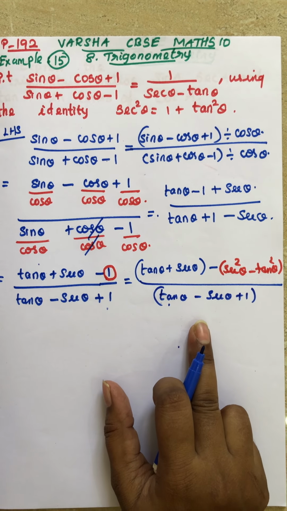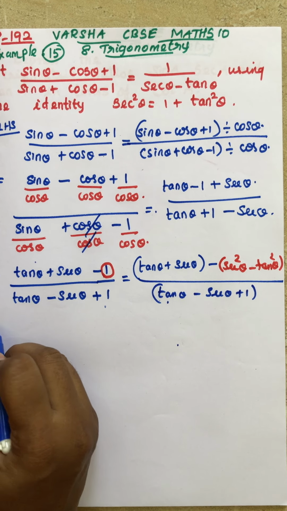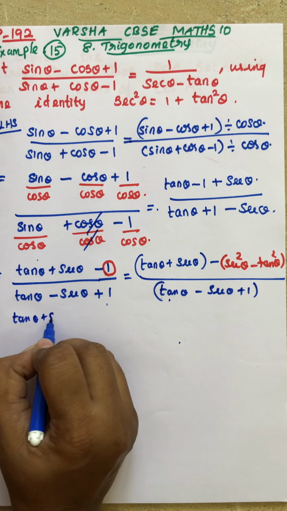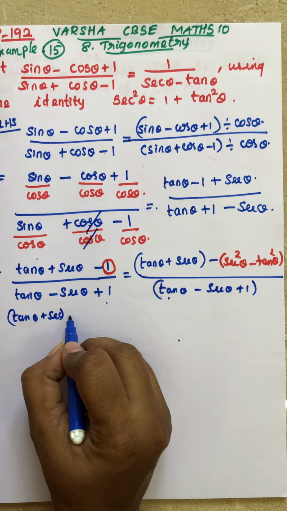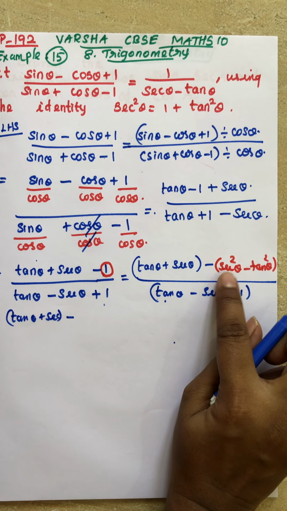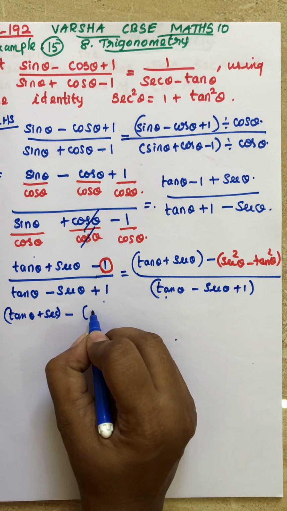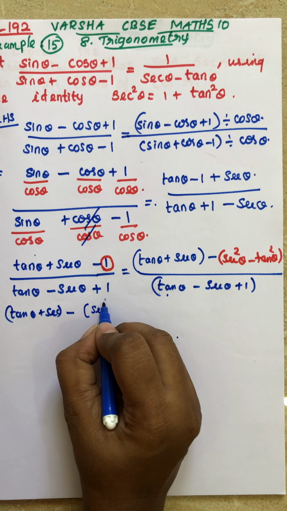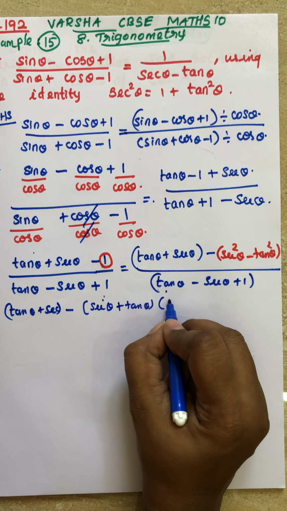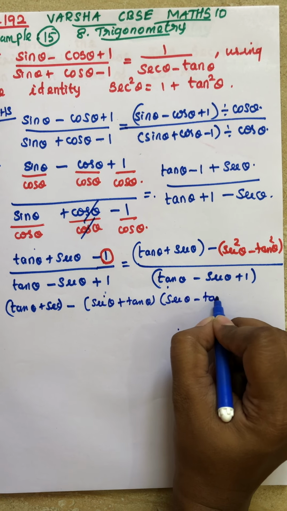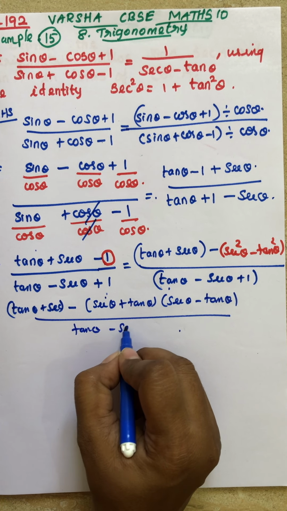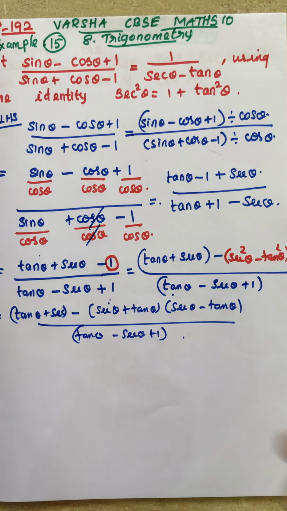Okay students, do you understand? Yes. So now what we are going to do, see this step is tan plus secant, minus. What is the formula, students? Algebraic, a square minus b square. So you can write a square, a plus b, then a minus b. See, denominator write as it is.